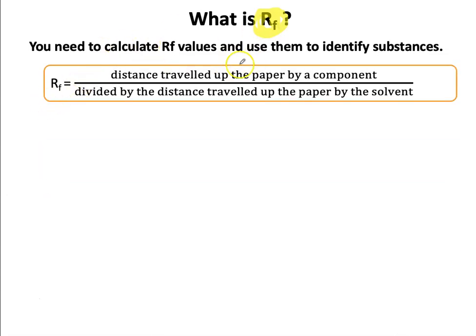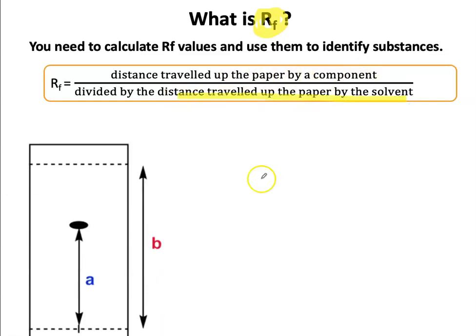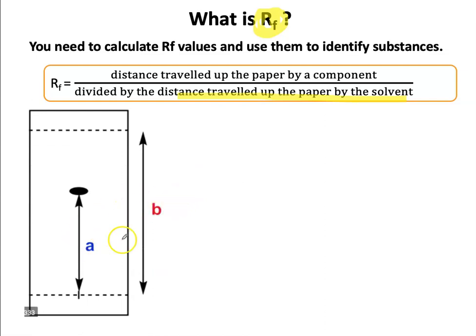So RF is the distance traveled up the paper by a component divided by the distance traveled by the solvent. Here's an example. RF is A, this distance here, that's the distance traveled by the component, divided by B, which is the distance traveled by the solvent. So let's give you a worked example.